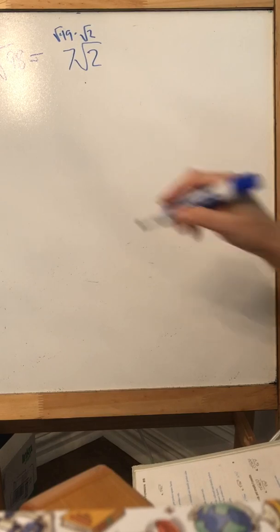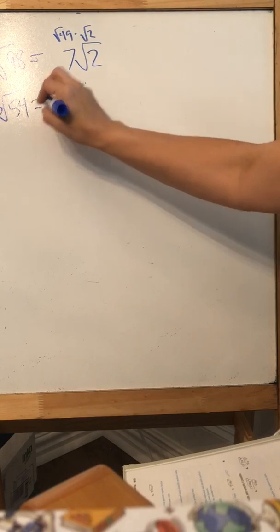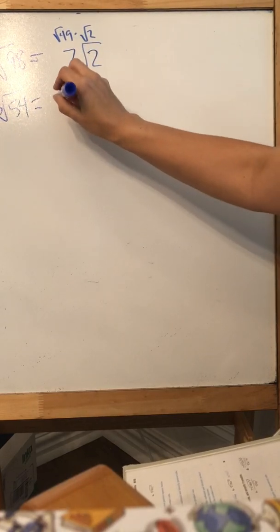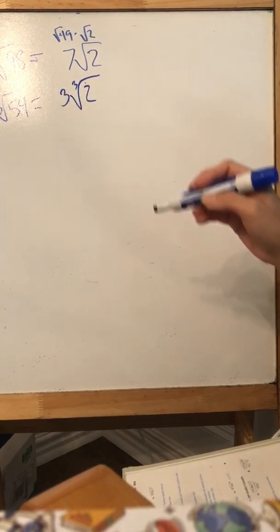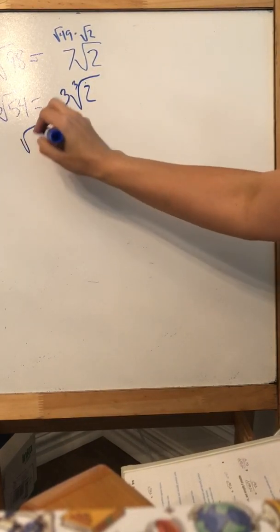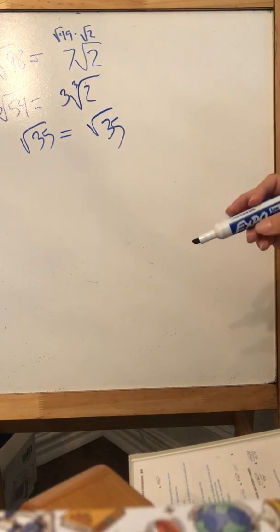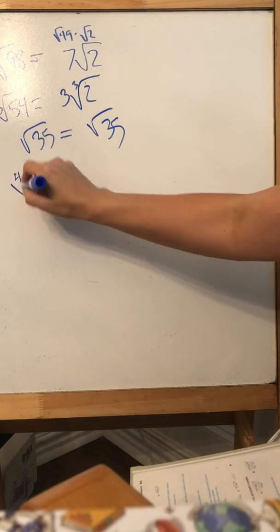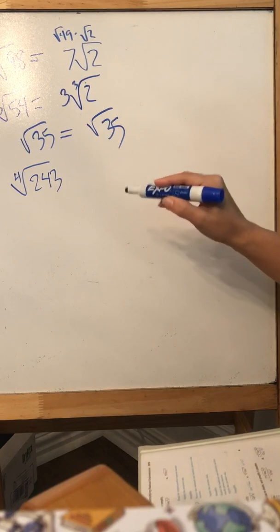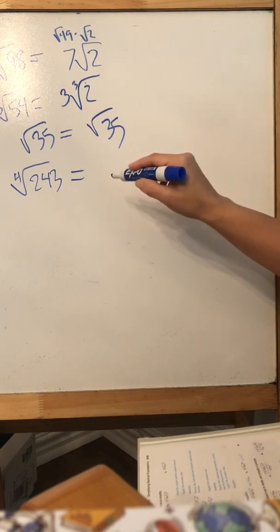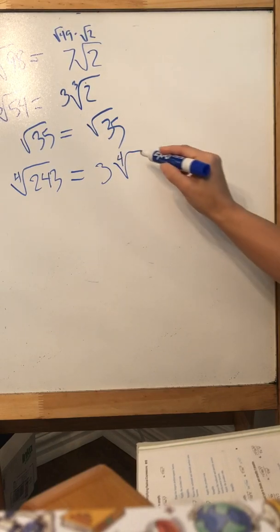The next one is cube root of 54, which can be broken down into 3 times the cube root of 2. C, we have square root of 35. Can't be broken down anymore. And then for D, we have fourth root of 243. I'm not going to give you any this hard on your test, which can be broken down to 3 times the fourth root of 3.